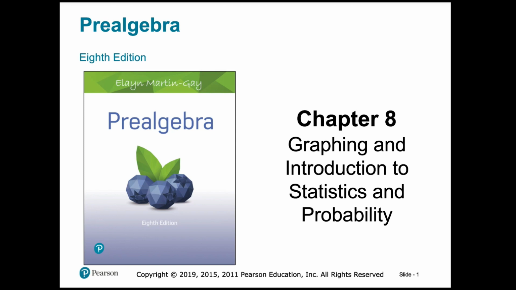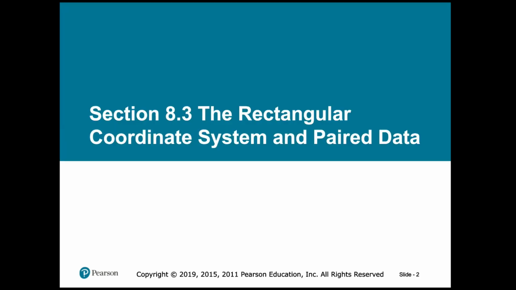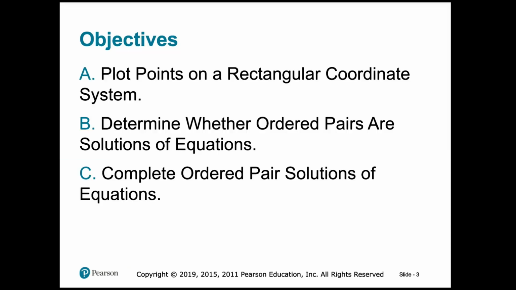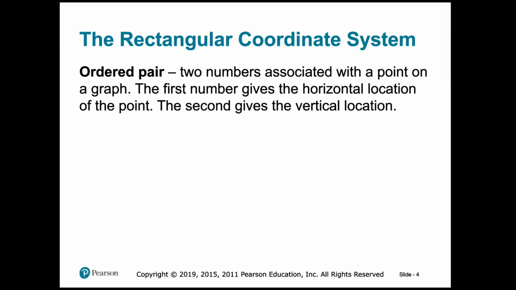So you'll notice we have lots of vocabulary to go with this section. We have an ordered pair. An ordered pair is two numbers associated with 1 point on a graph. That's how we find that information. It's by using those two numbers. They are called an ordered pair.